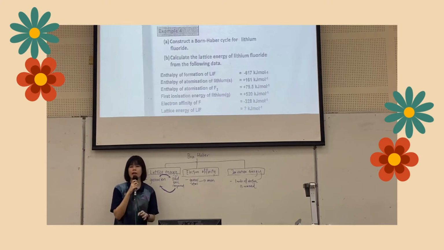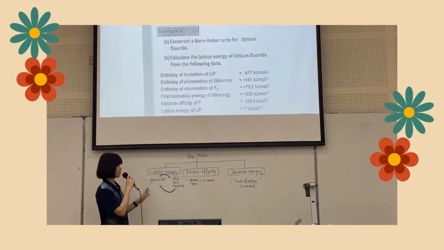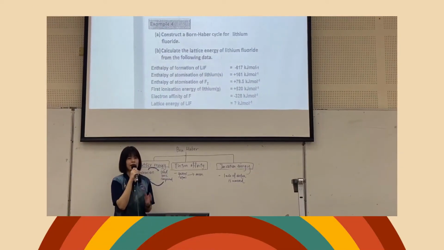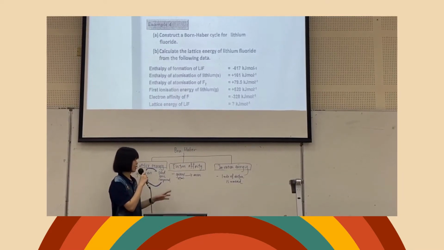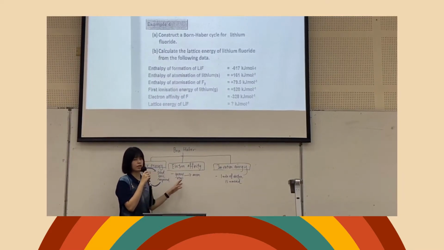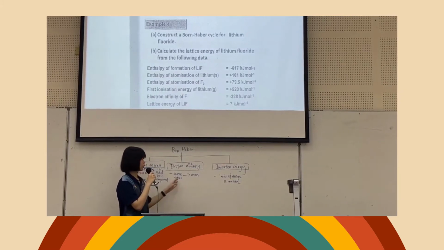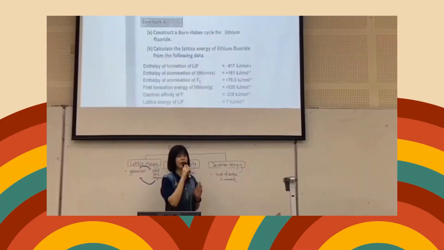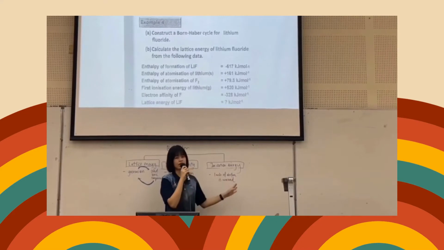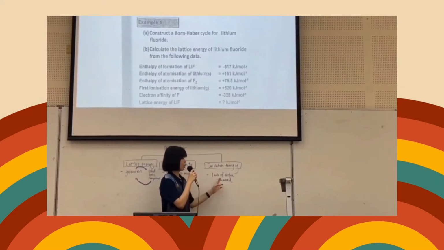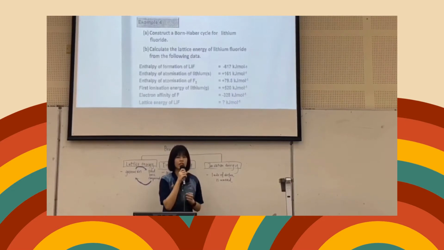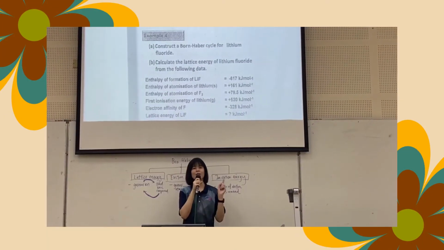However, in the Born-Haber cycle, we usually apply the first situation, in which the solid ionic compound is formed from its gaseous ions. And the next one, electron affinity, is the energy released when a gaseous atom receives one mole of electrons to form an anion. And lastly, ionization energy is the minimum energy required to remove one mole of electrons from one mole of gaseous atom. So let's recap.